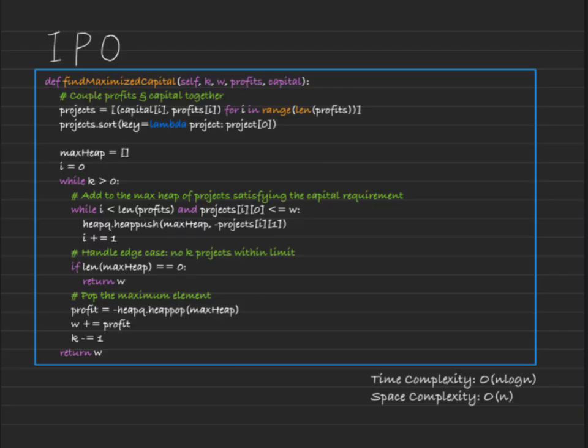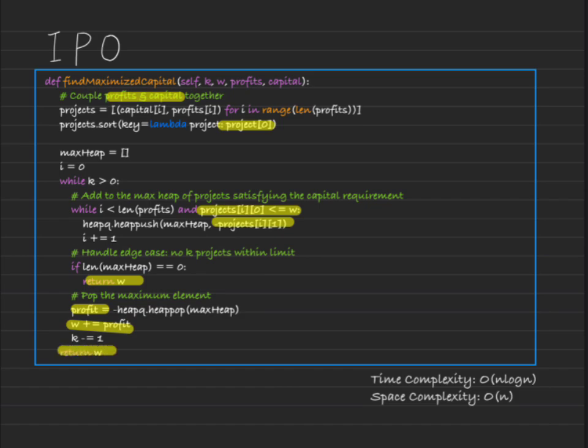Putting everything together, this is what the Python code looks like. First, we couple the profits and capital together in a combined list. Then sort this list by the capital. The next step is to run a loop, and we will add to this max heap the projects satisfying the capital requirements. So only when the project capital is less than or equal to the current capital will we push to the heap. If there's nothing inside the heap, we can return the current capital right away. Otherwise, we'll pop the maximum profit from the heap and add that to our current capital. And in the end, we'll return the final capital.